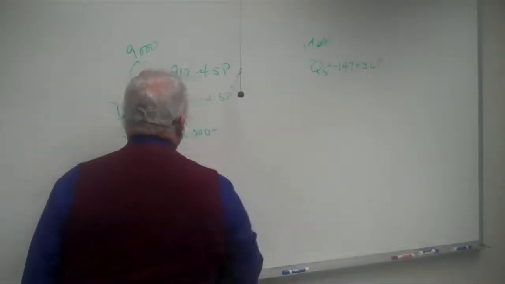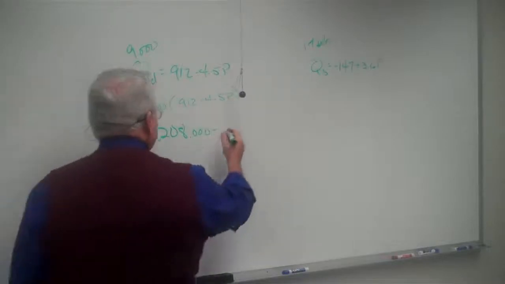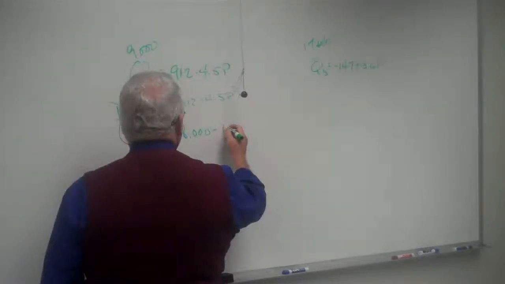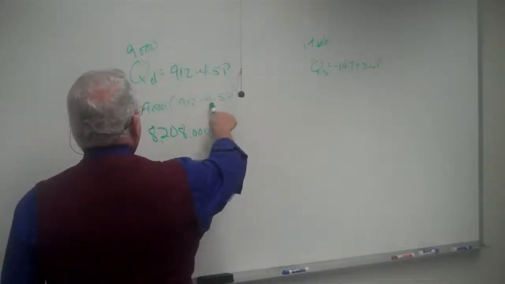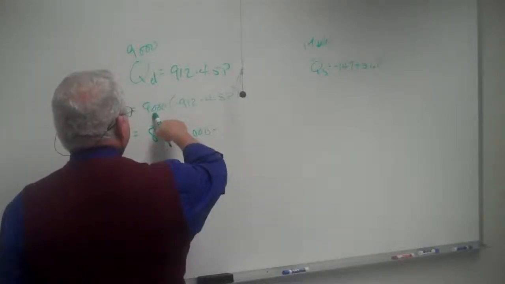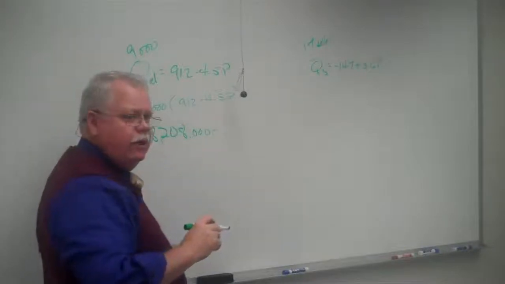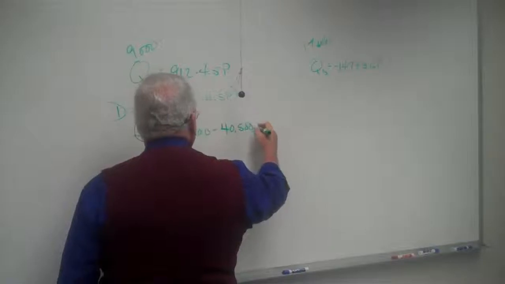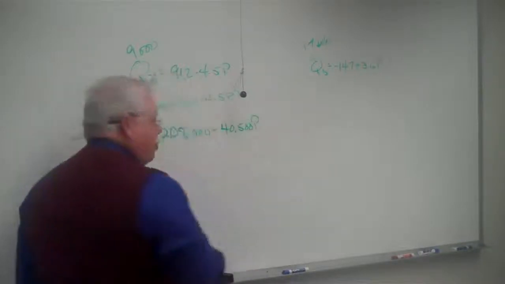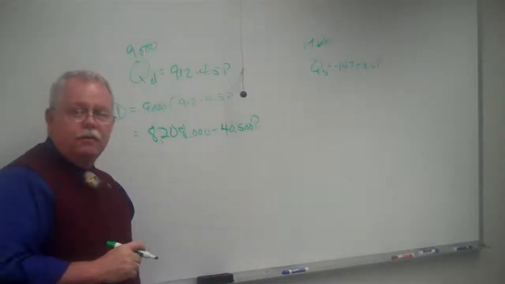8,208,000 minus 9,000 times 4.5, which should be 40,500, right? Yeah. Minus 40,500p. Everybody okay with that for a market demand?